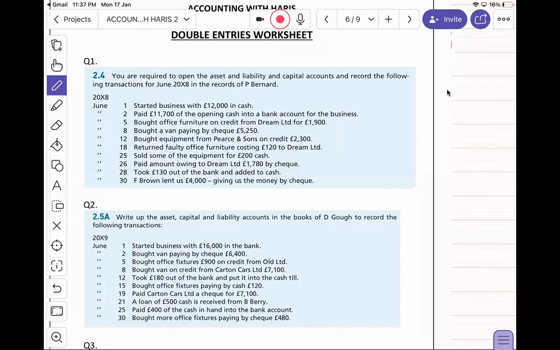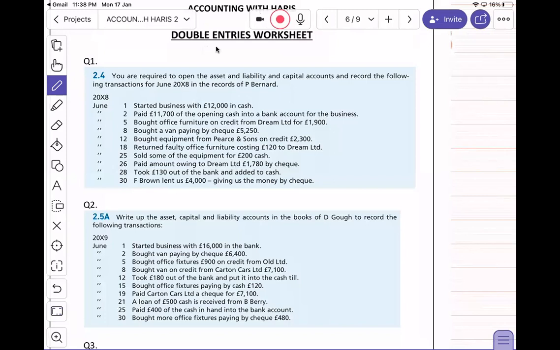So guys, now we've got this double entries worksheet in front of us. Whatever concepts we have learned, we can recreate through practicing from this worksheet. So I'll be attempting question number 2 with you guys, and you can try out question number 1 on your own. All my solutions are available for those who know me, or others can even comment to get the solution and everything.